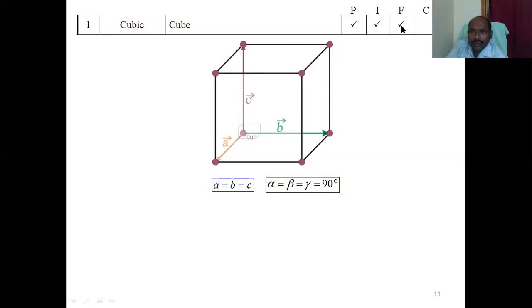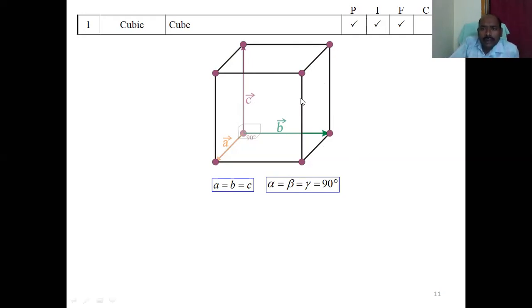In the case of FCC, 8 lattice points at 8 corners, and 6 lattice points at face centers. That means corresponding to each face center, 1 lattice point. So there are 6 faces and 6 lattice points at face centers. Their contribution to the unit cell is 3, and the 8 corner points contribution is 1.